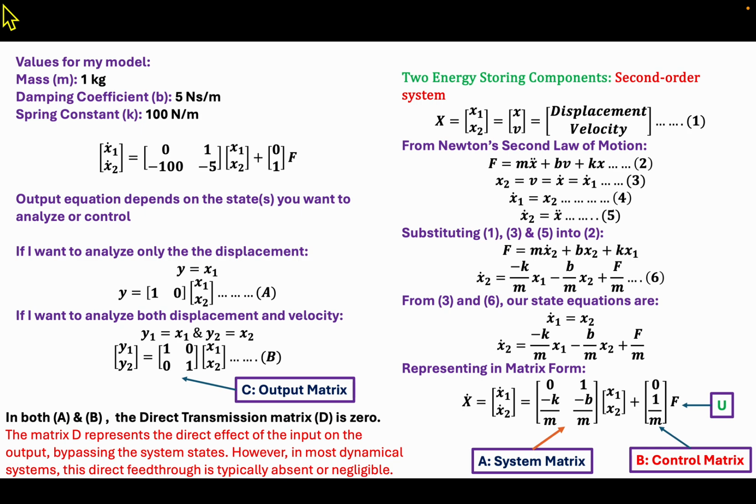As you can see from both A and B, my direct transmission matrix D is 0, because the direct transmission matrix shows how the inputs directly affect the outputs without any influence on the states. For most dynamical systems, that is not possible. The input affects the output through the states. So now let us go to MATLAB and see how we can implement the state space model.